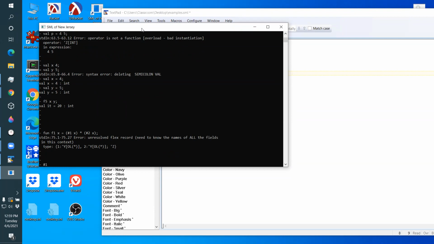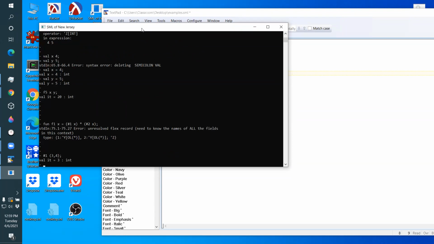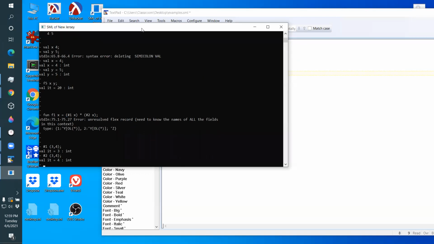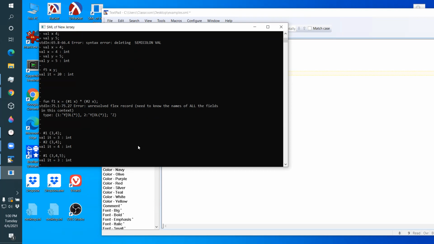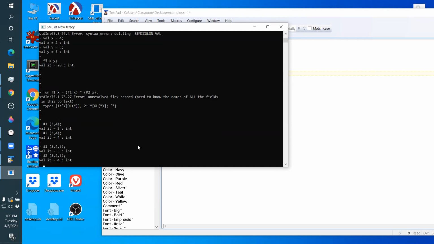Okay, if I go over here, #1 of 3, 4. See if this works. See, that was 3. #2 of 3, 4. That works because ML knows that's a pair. Now here I can say #1 of 3, 4, 5. Okay, #2 of 3, 4, 5. But ML knows that the thing after the #1 is a triple, so I can do #3.